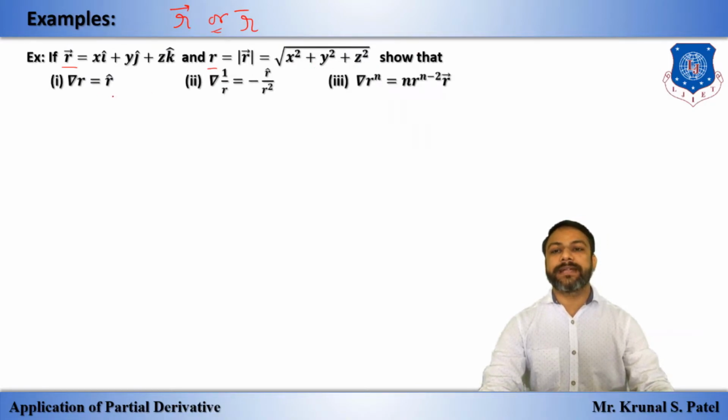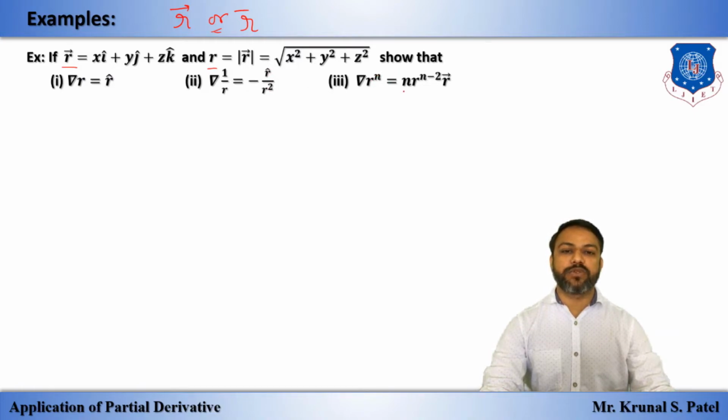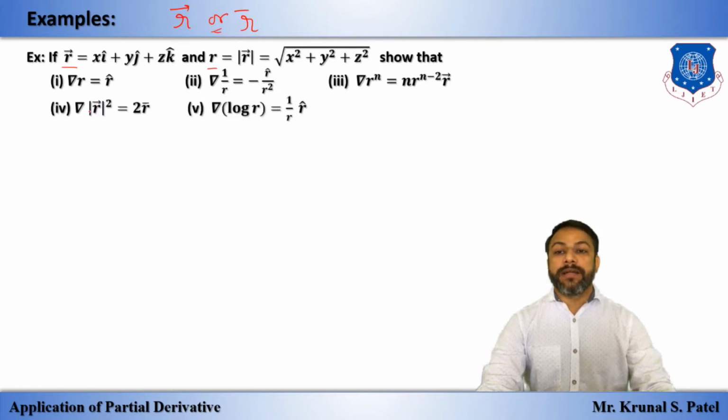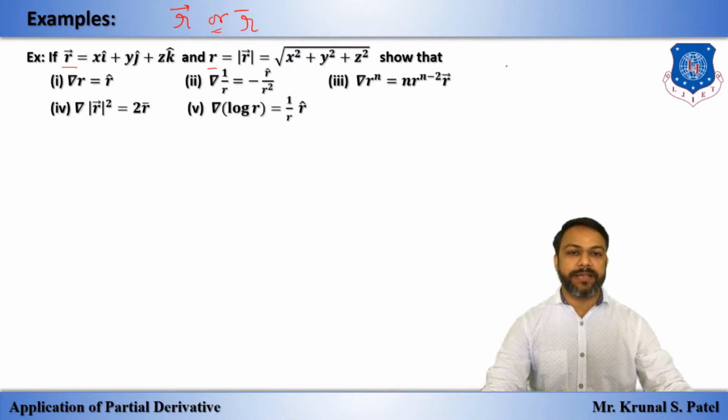Then show that number 1, del r is equal to r cap; del 1 by r is equal to minus r cap upon r square; del r raised to n is equal to n into r raised to n minus 1 into r vector; del of mod r vector whole square is equal to 2 r vector; and del log r is equal to 1 by r into r cap. Now what is r cap and what is r vector? For that we will understand here.